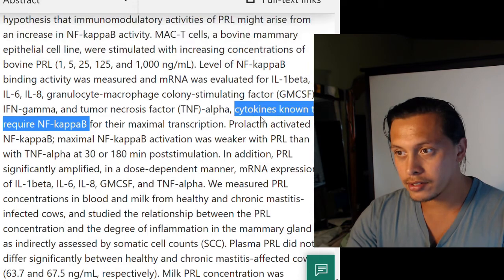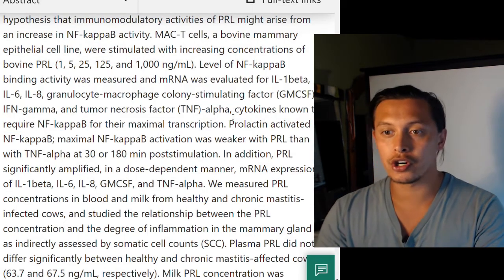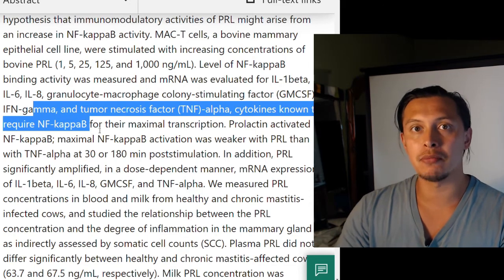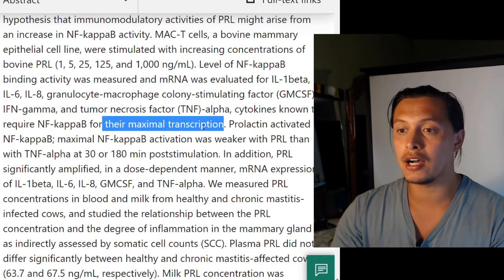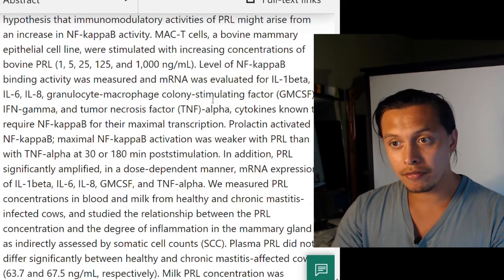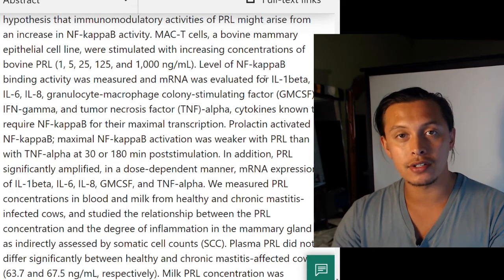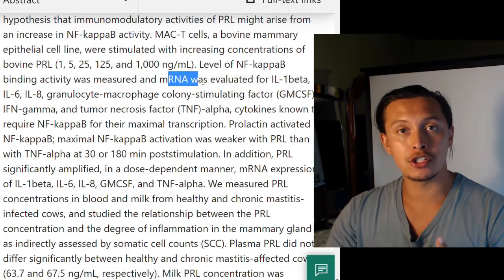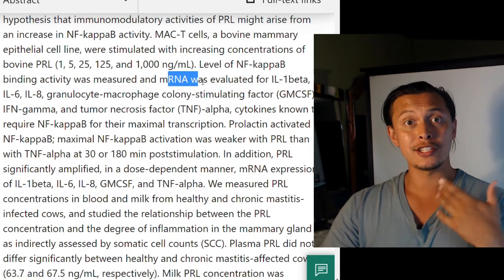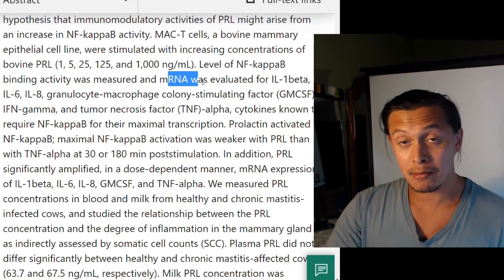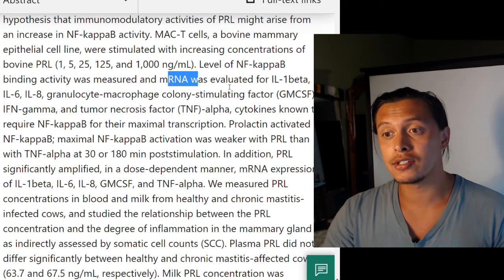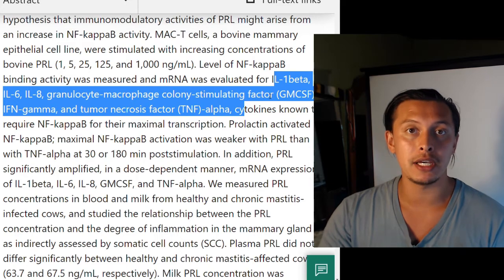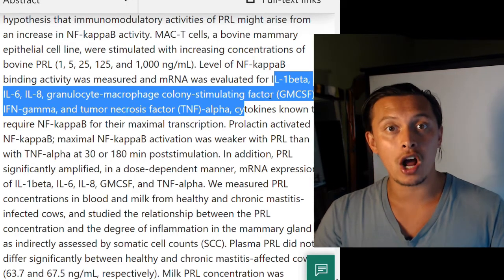And all of these, or a lot of these, are cytokines which are known to require nuclear factor kappa B for their maximal transcription. So, or I should say, they measured the mRNA, so they measured the transcription from the DNA into the mRNA. They are measuring this for these cytokines, which would indicate to them that nuclear factor kappa B is being activated if they are higher than normal.